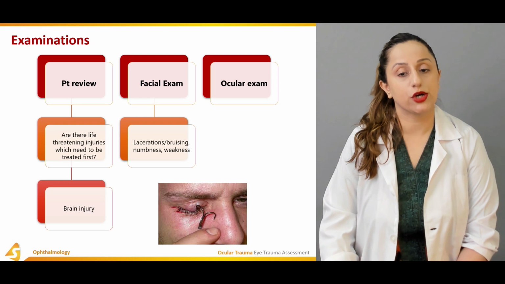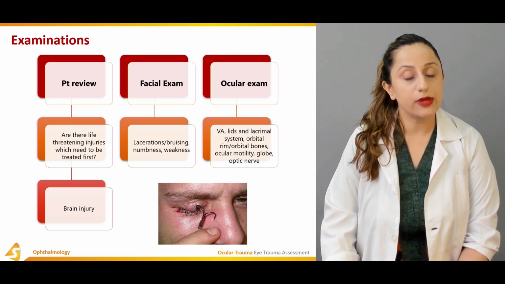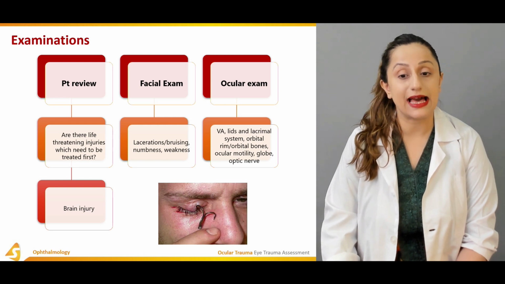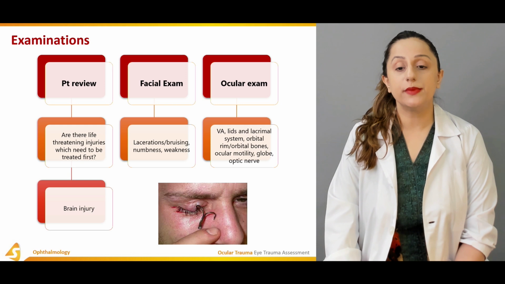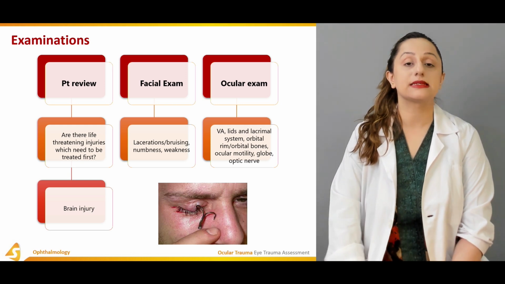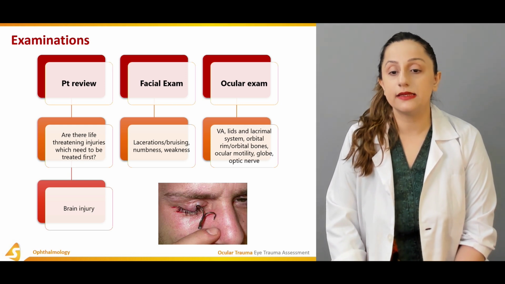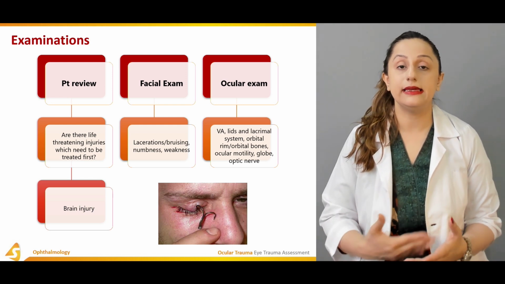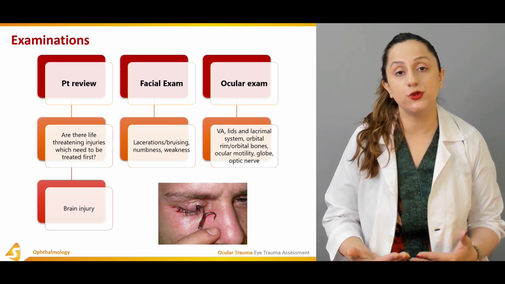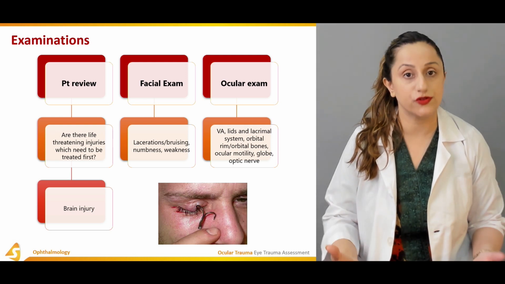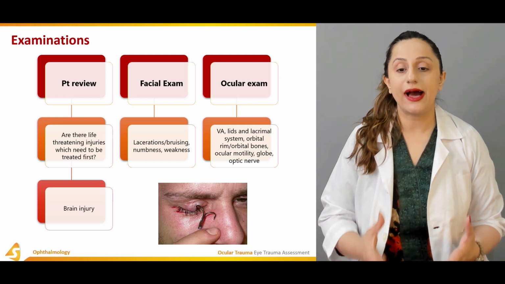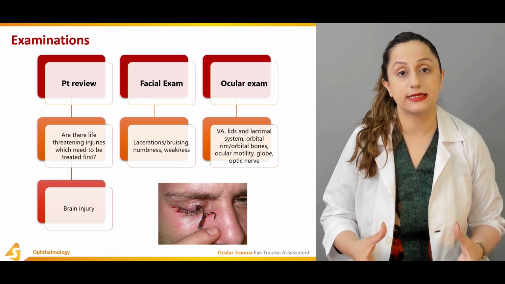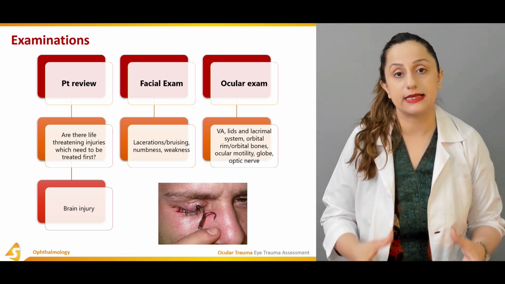Now moving on to the ocular examination. The visual acuity is first of all checked, and then we move on to the lids and the lacrimal system. The orbital rim is completely examined, completely inspected. And then the orbital bones, we have to perform the anterior posterior views of the skull, and even the lateral views of the skull, just to have a clear view if any fracture to these bony walls that are surrounding the orbit has occurred or not.